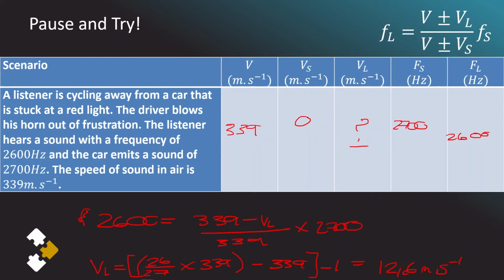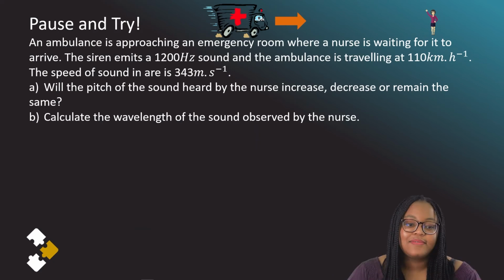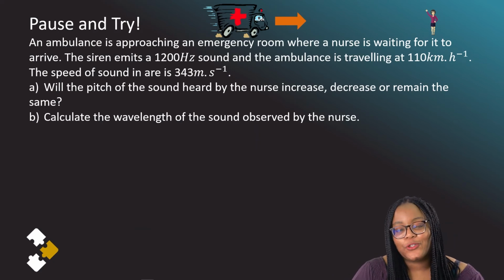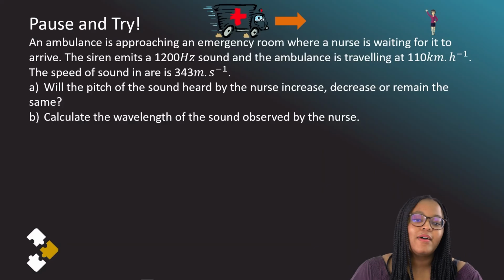Okay, let's try a second example. I'd like you to pause and attempt to do this. Answer both questions A and B. Go ahead and give it a try. Great. Okay, let's see how you did by doing this together.